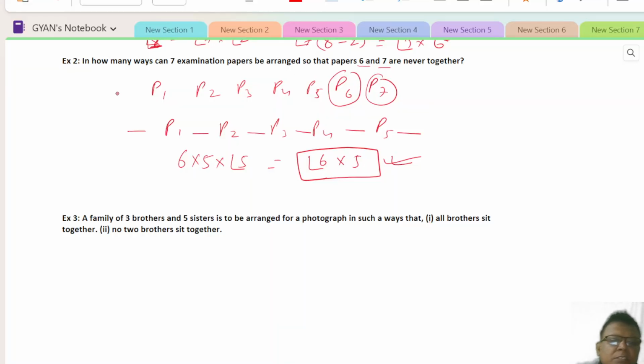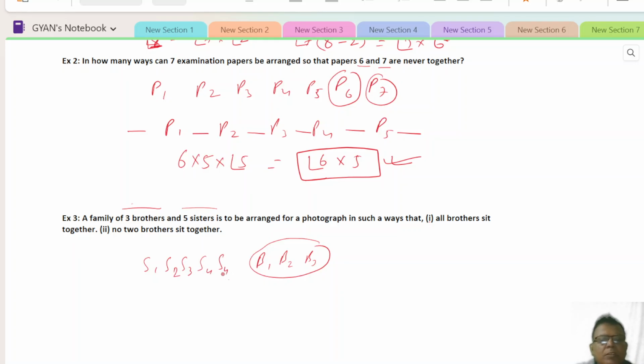Now come to question 3. In a family, 3 brothers and 5 sisters are to be arranged in a photograph in such a way that all brothers sit together. So all brothers, brother 1, brother 2 and brother 3, will sit together. So take them as one entity. And sister 1, she can go anywhere, sister 2, sister 3, sister 4 and sister 5. So the total is 1, 2, 3, 4, 5 and then 6. So that will be factorial 6.